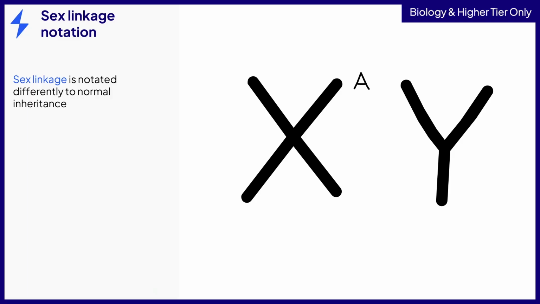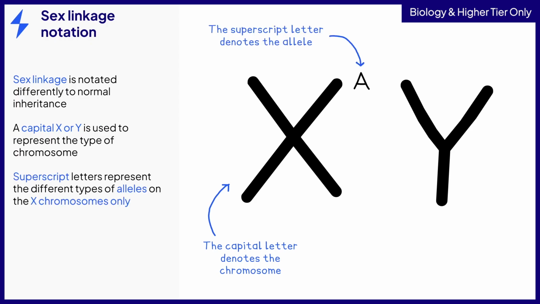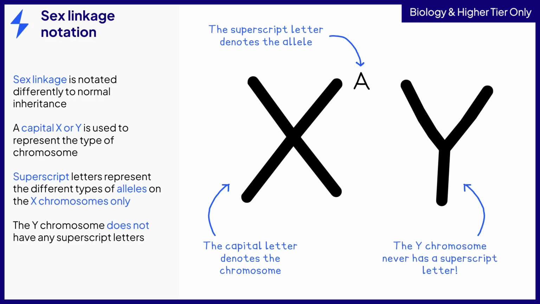When notating normal inheritance, we tend to use capital letters to denote the dominant allele and the lowercase version of the same letter for the recessive allele. This is slightly different for a sex-linked trait. Instead, we use capital X and Y letters to represent the chromosomes. The X then has superscript letters which represent the allele they possess, capital for dominant and lowercase for recessive. The Y, however, does not have any superscript letters. This is because they do not possess the gene on the chromosome. When identifying which allele is expressed, you use the X chromosome allele only.